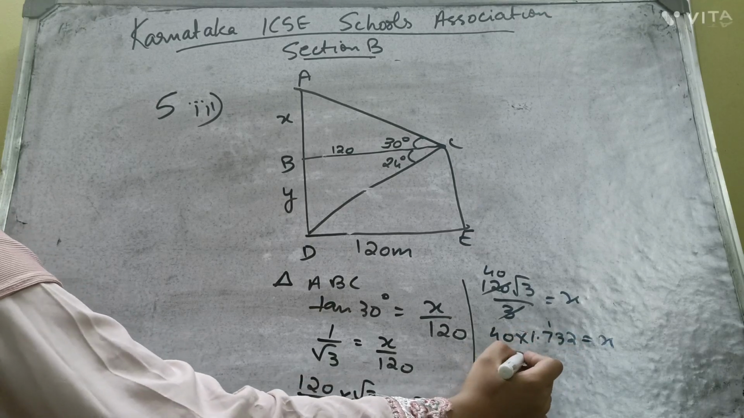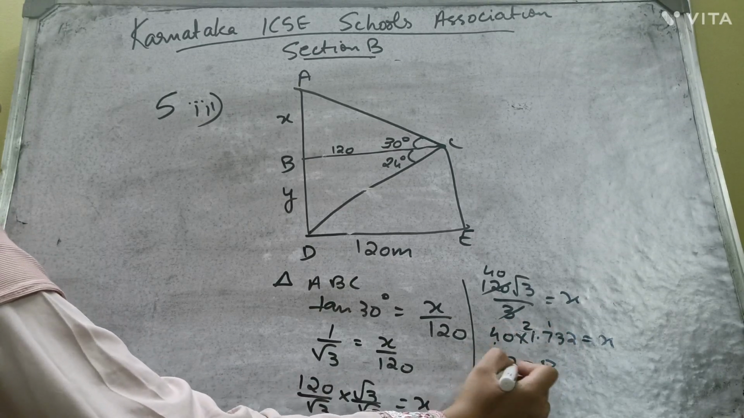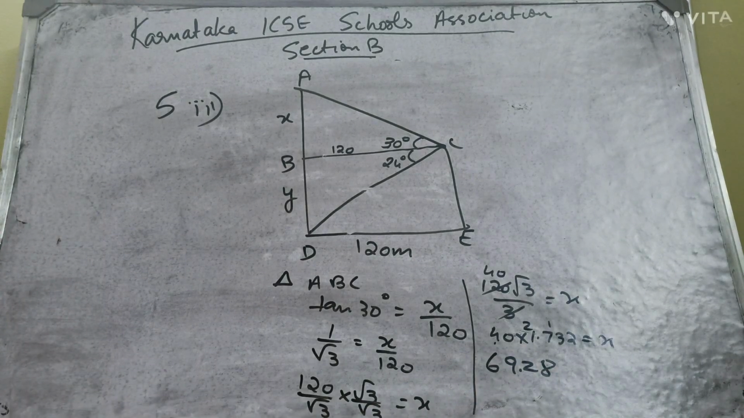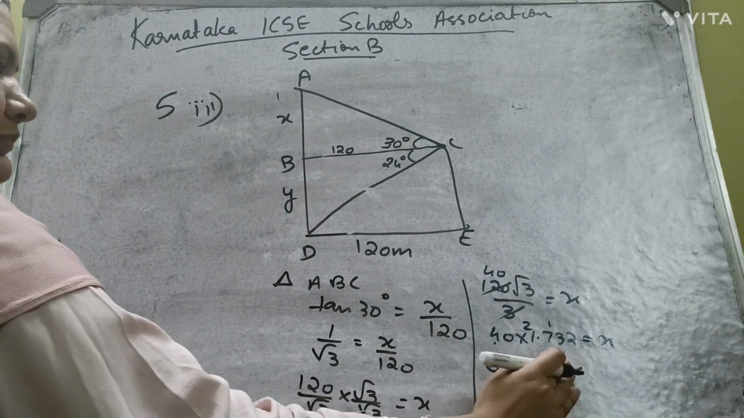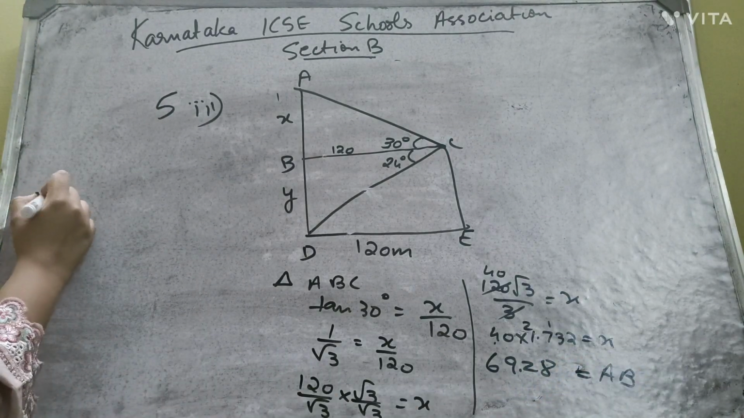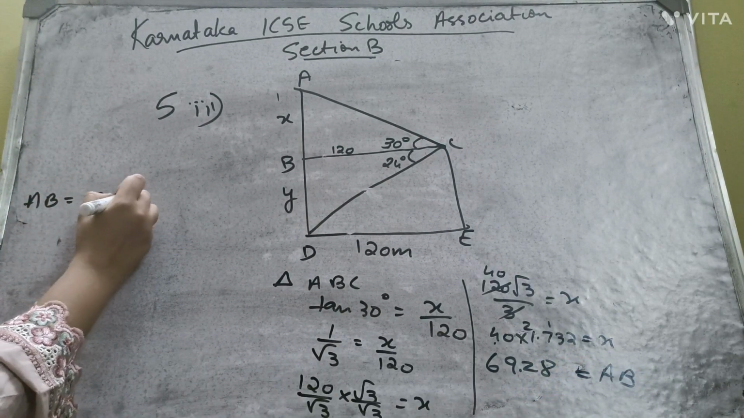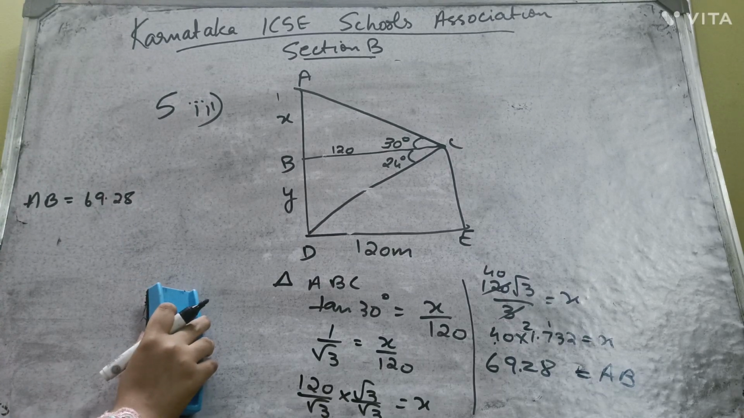Multiply this. 4 2s are 8, 4 3s are 12, 4 7s are 28, 29, 4 2s are 8, 4 1s are 4, 5, 6. So 69.28 is part AB. So this is the value of AB. So let us just remember this.